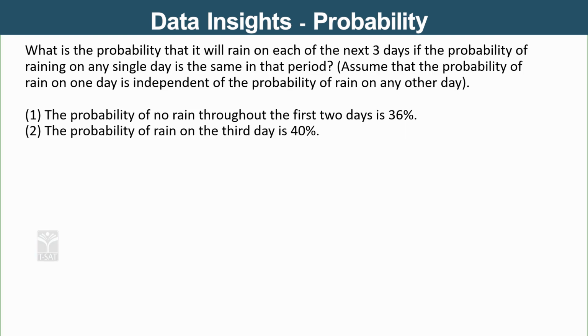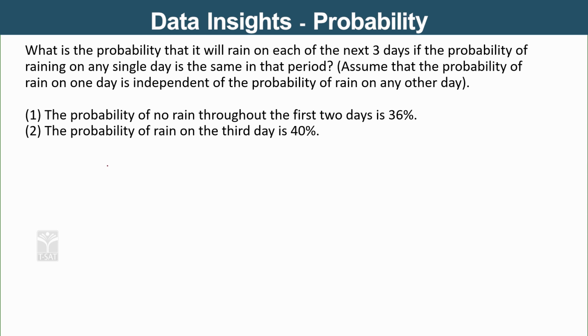What is the probability that it will rain on each of the next 3 days if the probability of raining on any single day is the same in that period? Assume that the probability of rain on one day is independent of the probability of rain on any other day. Statement 1 says that the probability of no rain throughout the first 2 days is 36%. Statement 2 says the probability of rain on the third day is 40%.